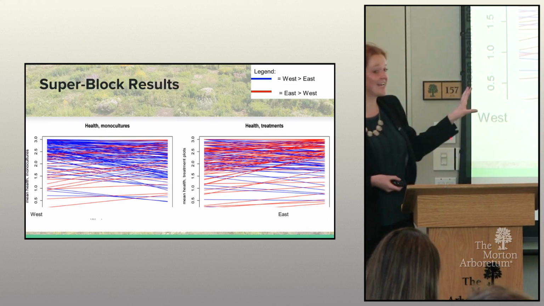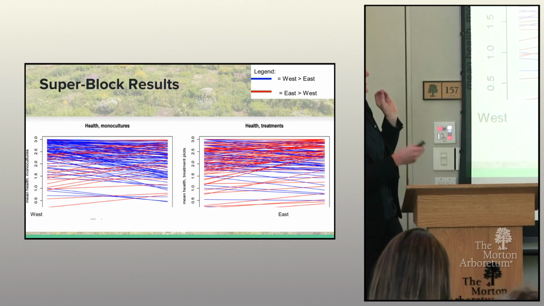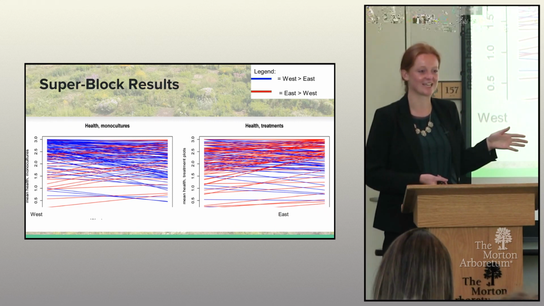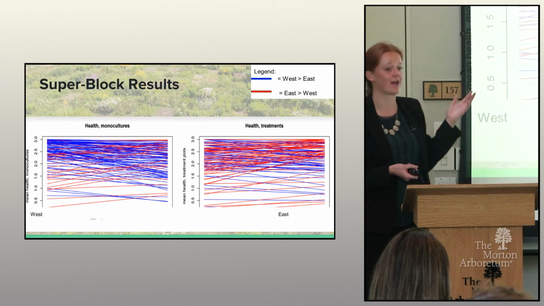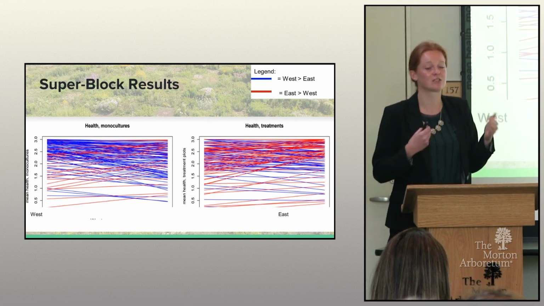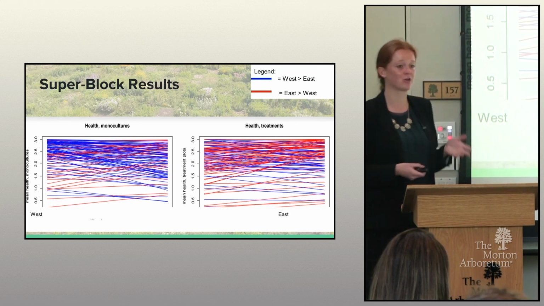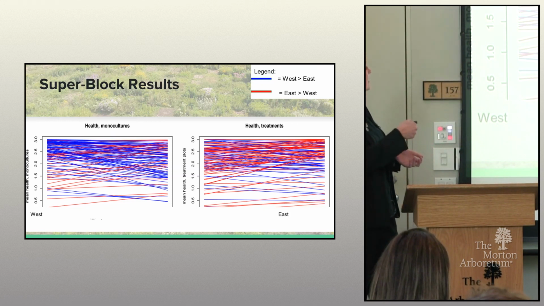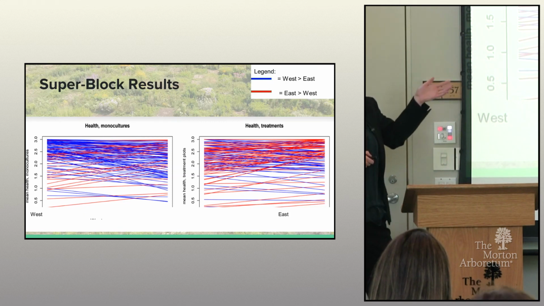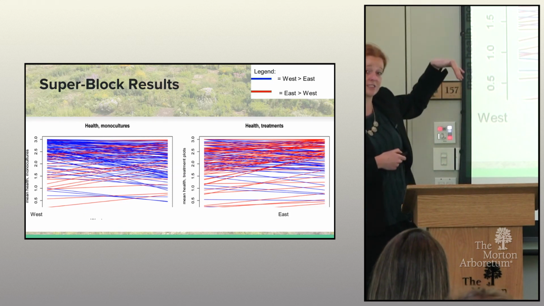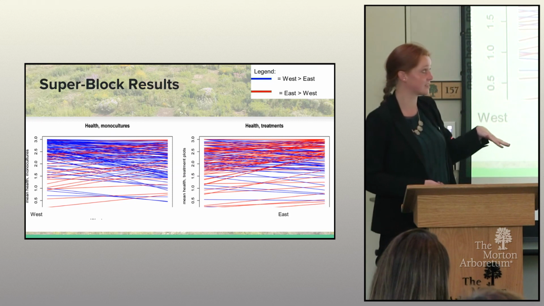When I combined the monoculture data from the west and the east and ran a paired t-test, we found that on average, the monocultures in the west superblock were 0.917 survival units higher than the monocultures in the east. You can see that with this graph, there are predominantly more blue lines, which I showed you on the previous figures. That tells us that the west is higher in mean health than the east.